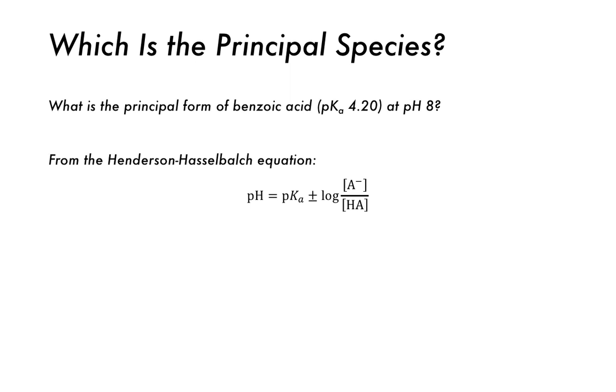So whenever we had the Henderson-Hasselbalch equation, we had it here. So hopefully we recall this, where the pH is equal to the pKa plus or minus the log of the concentration of the conjugate base over the conjugate acid. And so this was typically used for a buffer system.